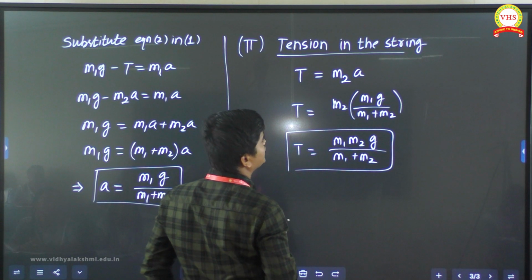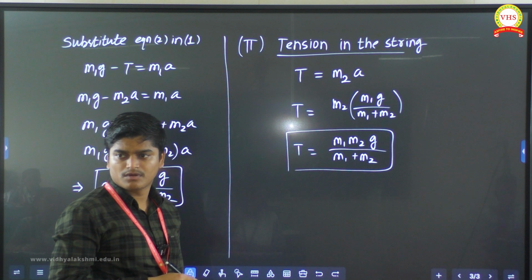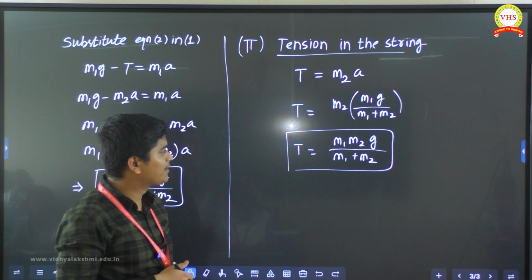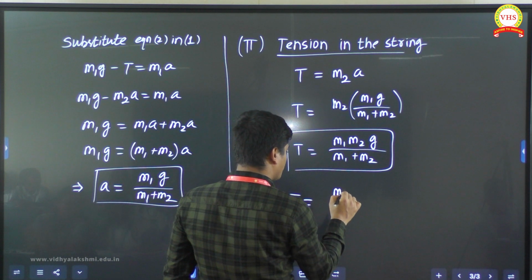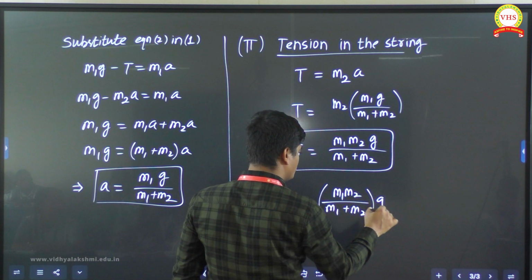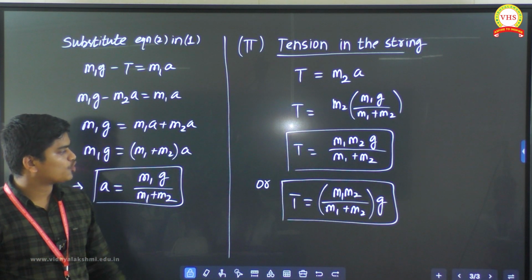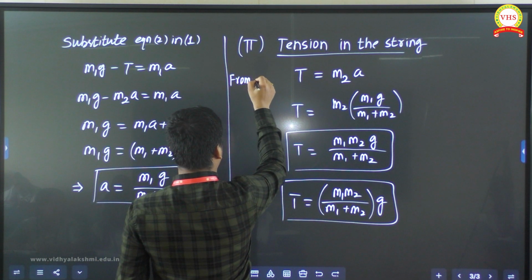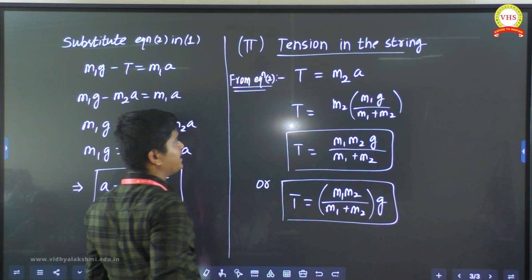This is the tension in the string. Are you clear or not? Any doubt? No doubt? So remember, tension in the string, you can write it like this also: product of the two masses divided by addition of the two masses, into G. This is the tension in the string. So note it down. This one you are getting from equation 2, T equal to M2A.